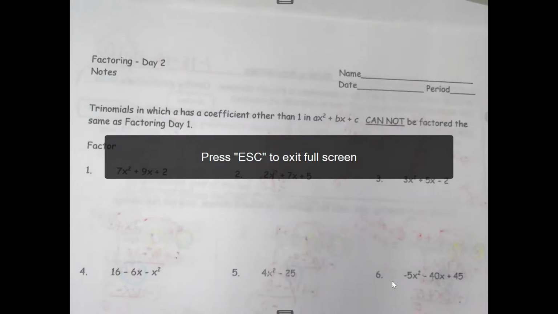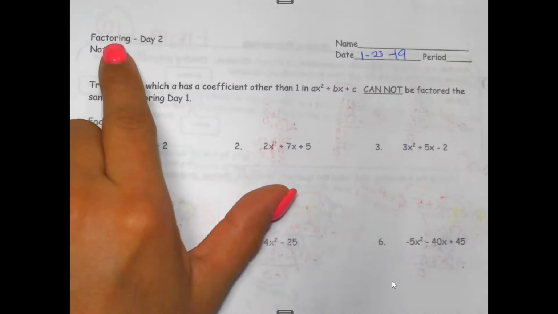All right, guys. Today is December the 23rd, 2019. This is the back of page 29. We're finishing the notes for factoring, so it's factoring day 2. It's going to be some of the stuff we did yesterday, but not exactly the same.